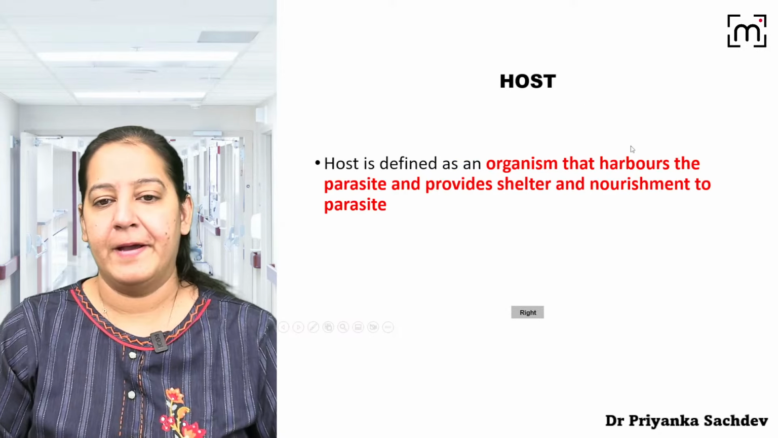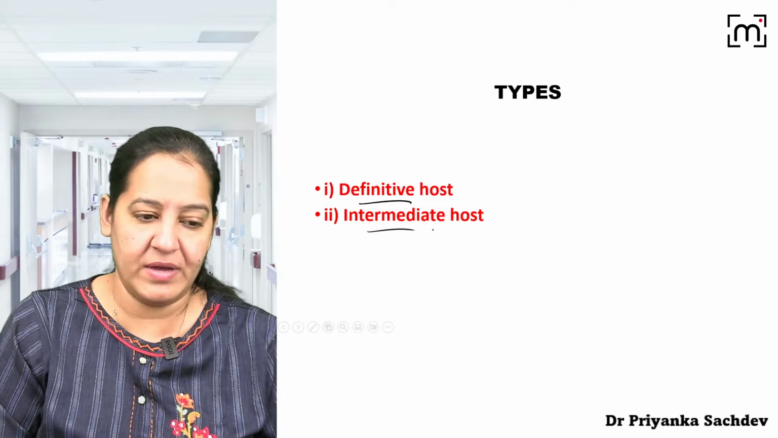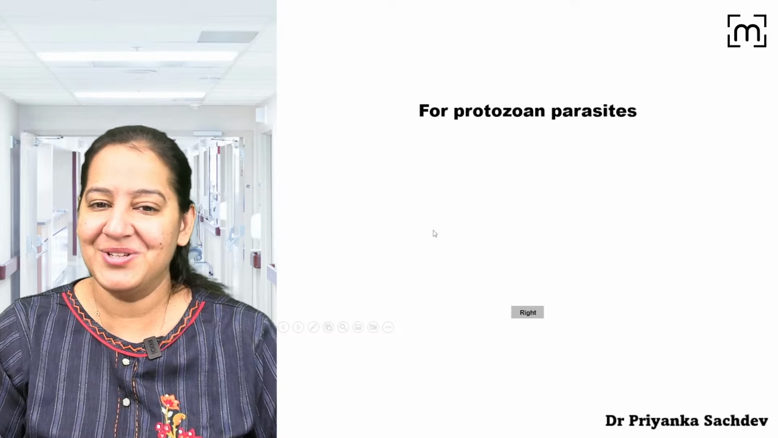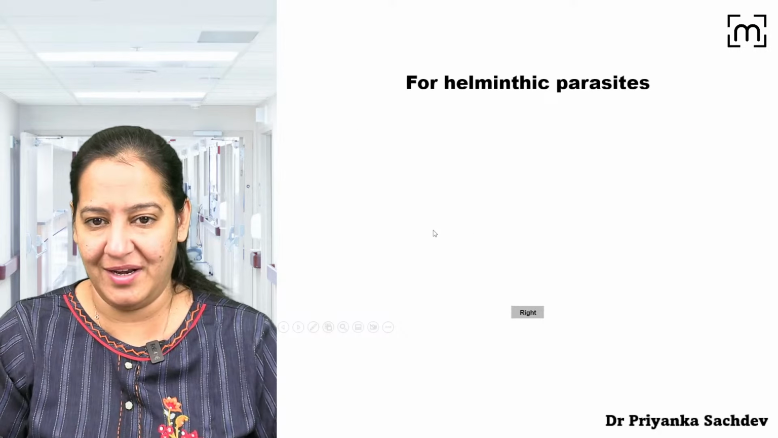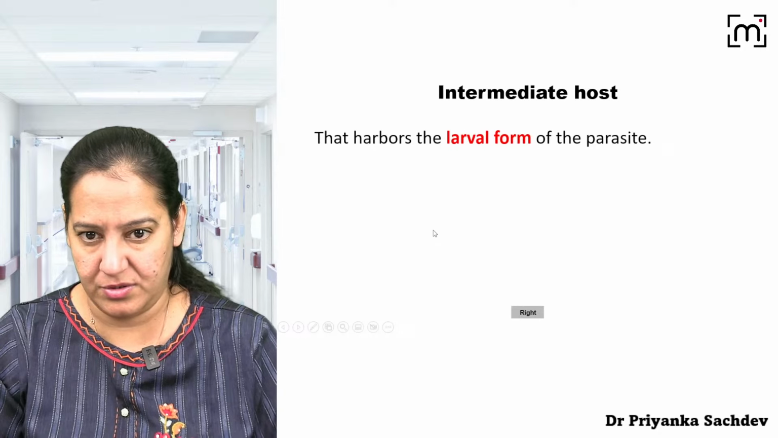Now host can be of two types, definitive and intermediate. Can you define definitive and intermediate host? What is a definitive host? What is an intermediate host? So the definitions are different, right? Okay, let me tell you. Sexual, asexual, adult or larva.